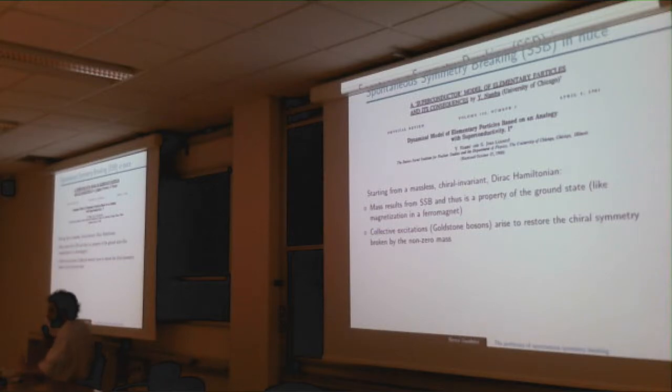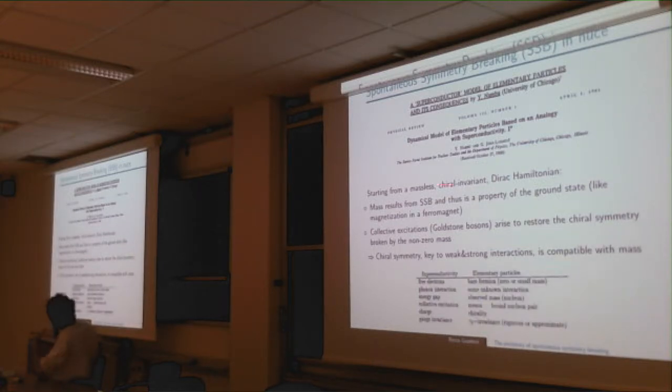Now, the relevance of this dynamical mechanism for the problems of the time is the fact that substantially chiral symmetry, which was discovered as a key to weak and also strong interactions, is actually compatible with mass, or is rendered compatible with mass. As you might deduce from the titles of the papers, there is superconductivity. So the key to this discovery is an analogy with superconductivity, and between superconductivity and elementary particles. Now, how is that the key? I'm going to just say a few words.